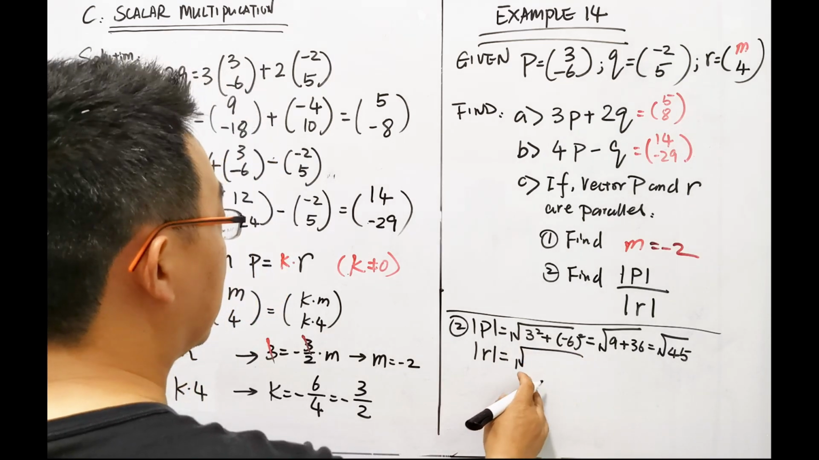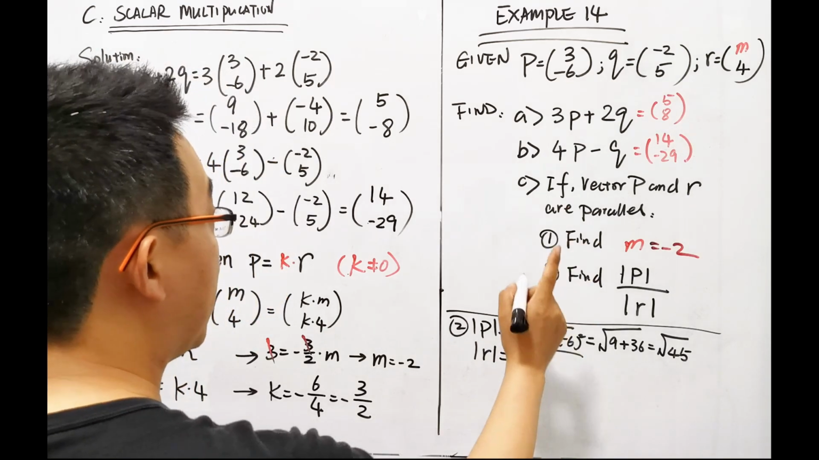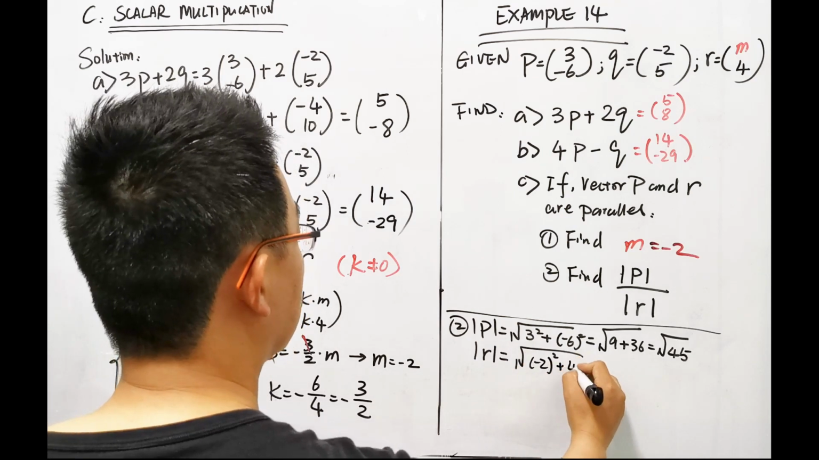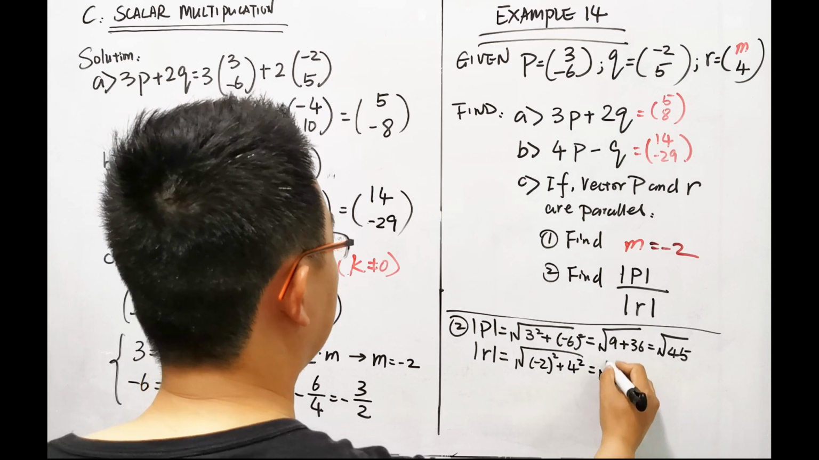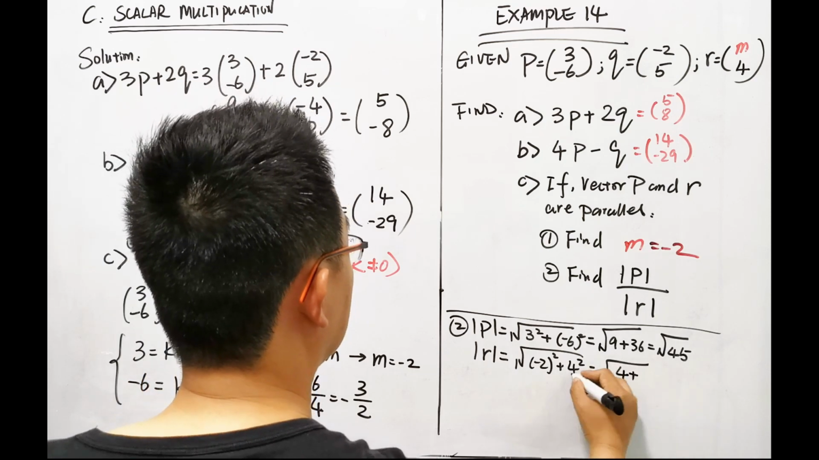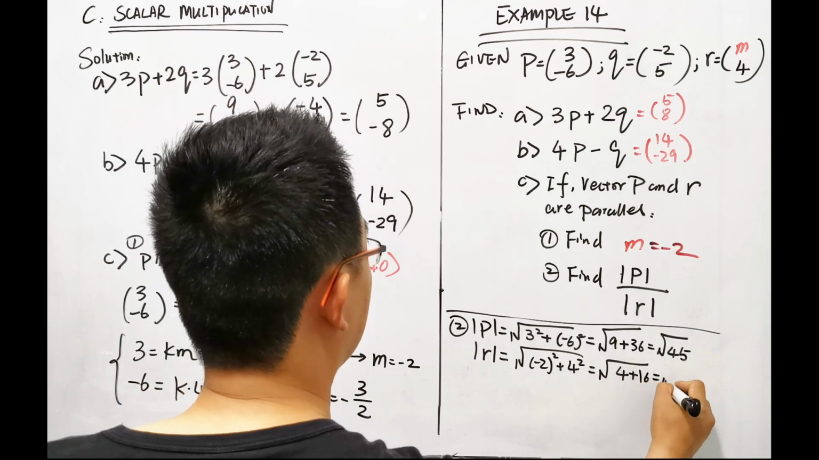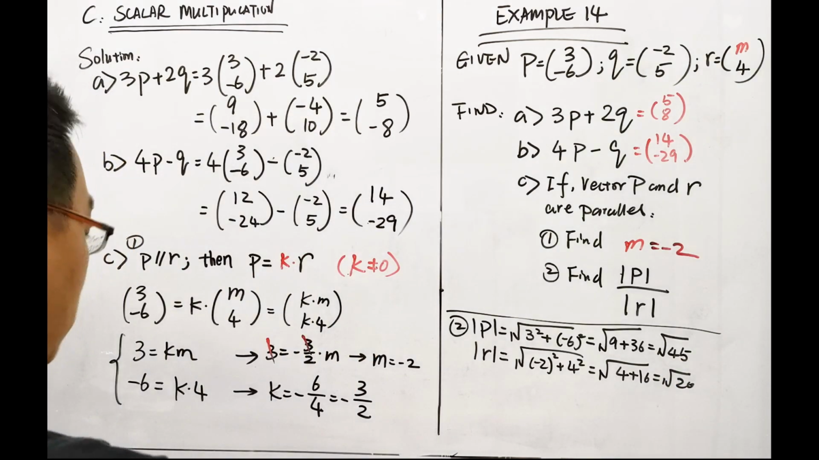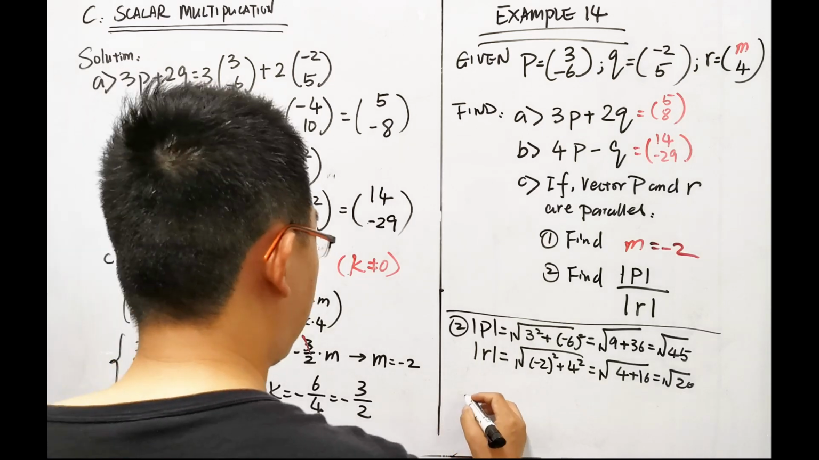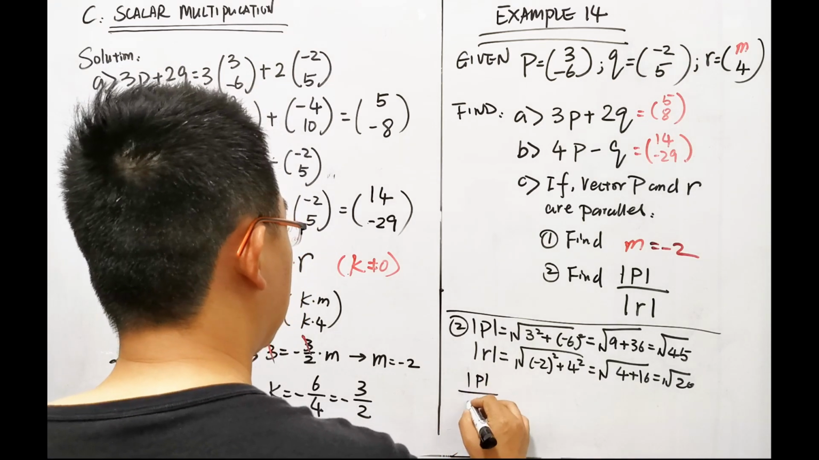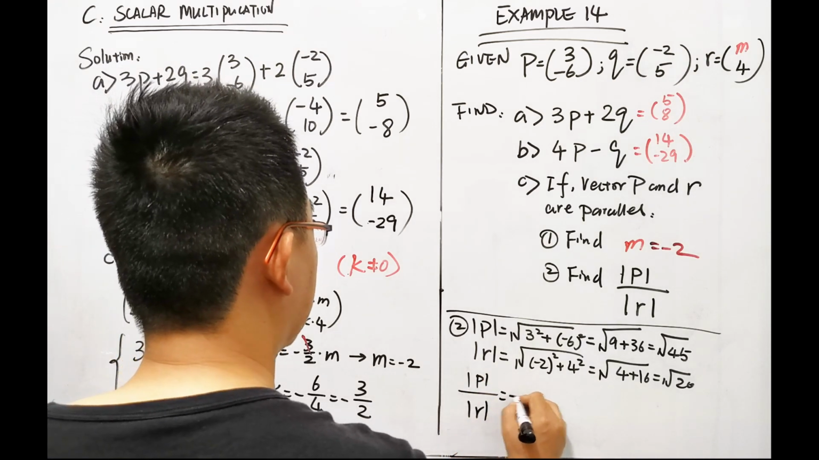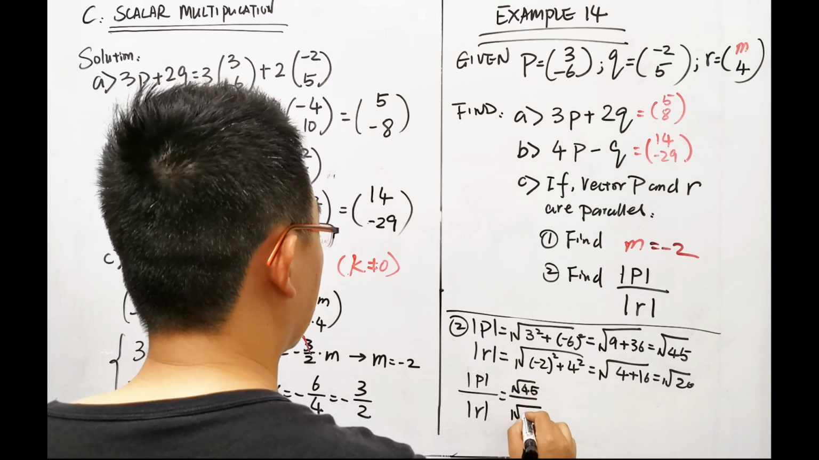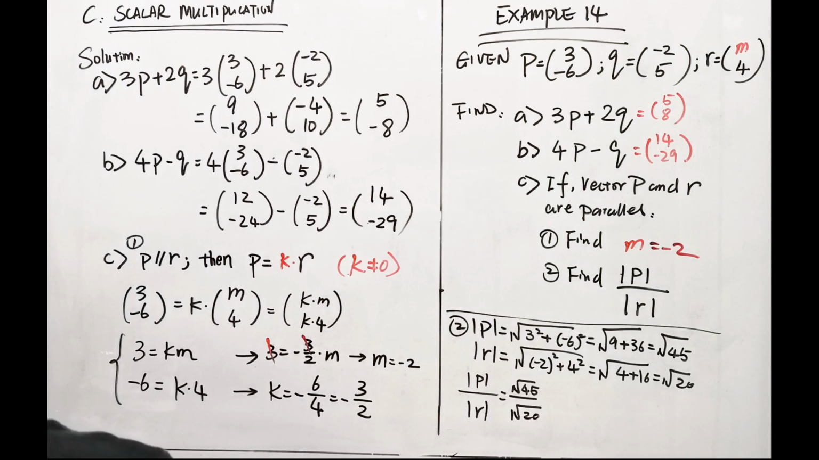R equals what? R is minus 2 squared plus 4 squared, right? So from here this is 4 plus 16. So we get 20, right? So 20 is the magnitude squared. If this is the case, how do we find the ratio? P over R. So what we get? 45 over 20.